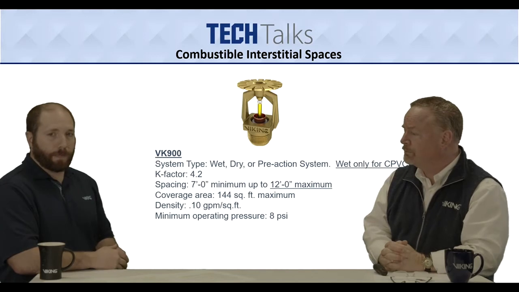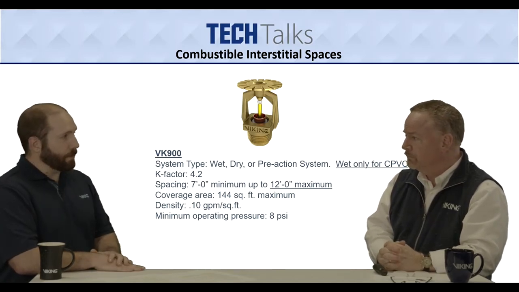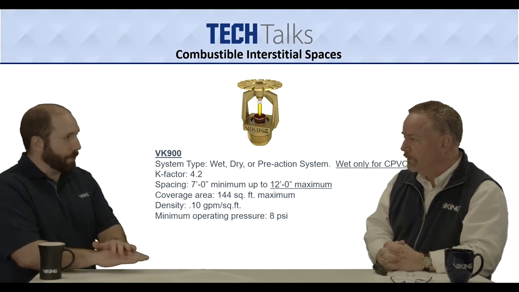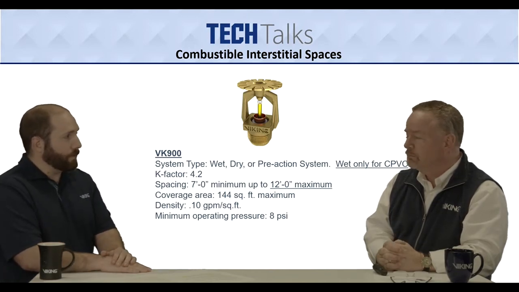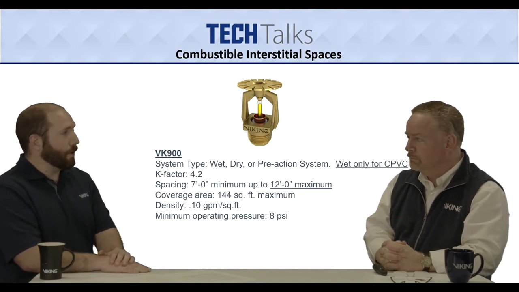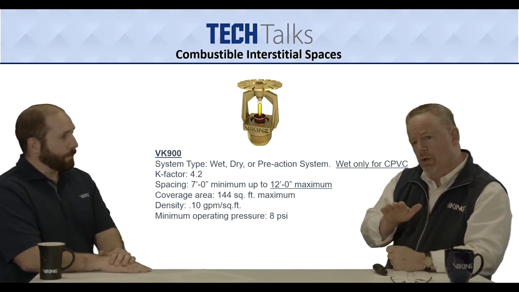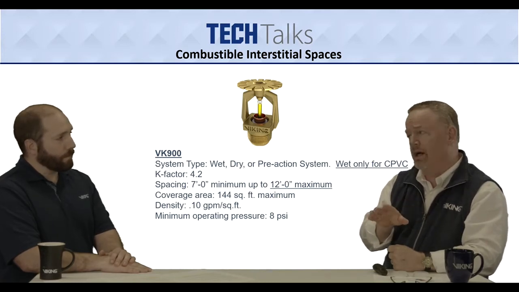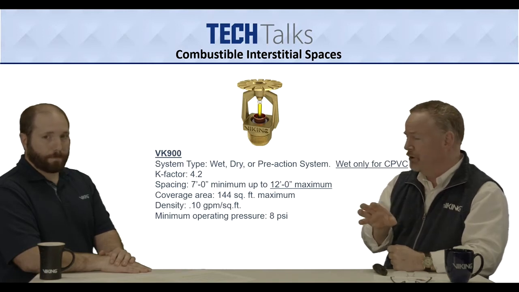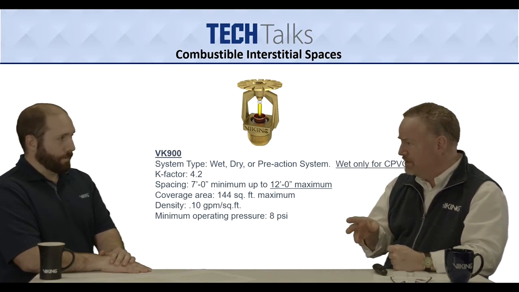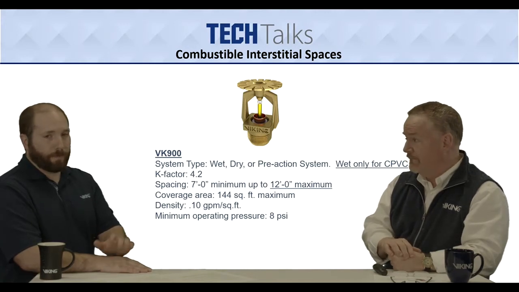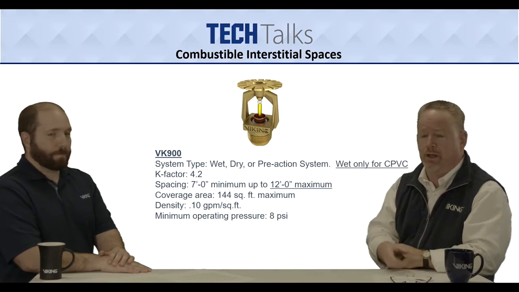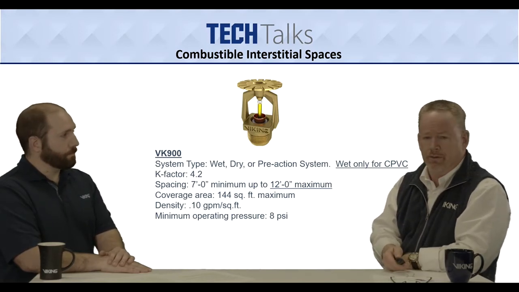So you'd have the VK900 with the VK950 with their initial listings, just so that we could offer a 4.2 K factor and a 5.6 K factor, which again are typical K factors, just depending on pressure and water supply. Okay, great. You can see here it can be used with wet and dry and pre-action systems. If you're going to use CPVC piping up in there, it has to be a wet system. Yep. So they are listed with CPVC pipes. That helps in the residential occupancies as well, or the hotels and things like that where they get built.